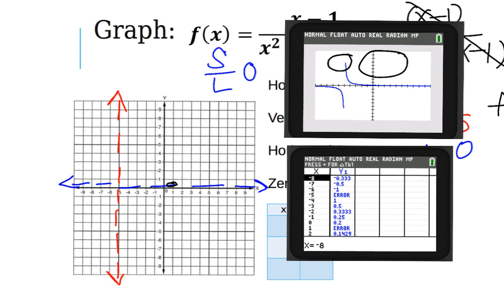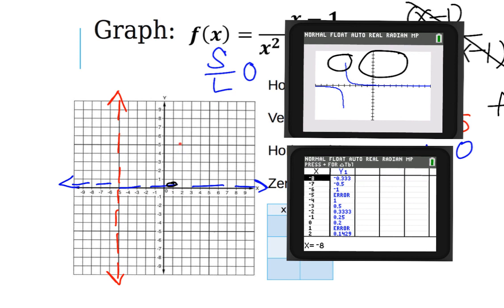You can see at -5 here, we have an error, and at 1, we have an error. And that's because that's where our vertical asymptote and our hole are. And remember, we don't have any points there. So there is no output, there is no y, so we have an error. So we want to determine a couple points on both pieces of the graph.